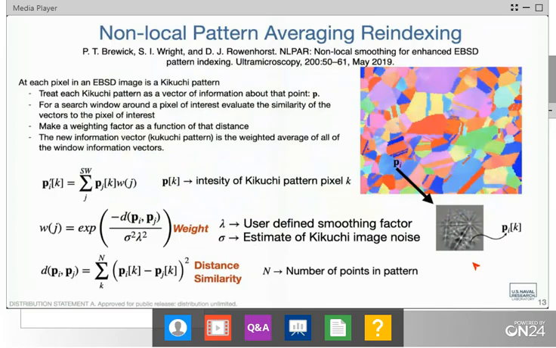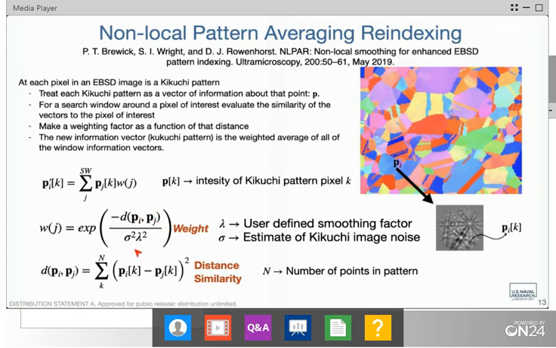Here we're saying that we're not as concerned about proximity, how close a pattern is to the pattern of interest, in order to determine what kind of smoothing or averaging it should have. We're concerned about how similar the data is within the two patterns. We take that similarity as simply the Euclidean distance, the L2 norm, between the two patterns, treating each pattern as just a vector of data. The weighting factor is an exponential decay of that distance.